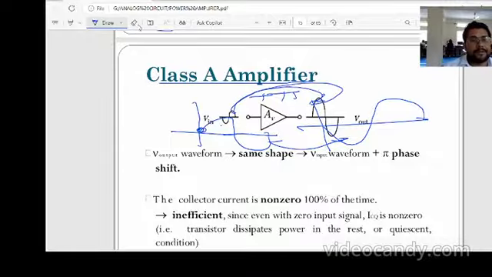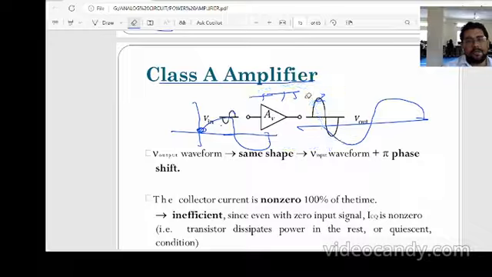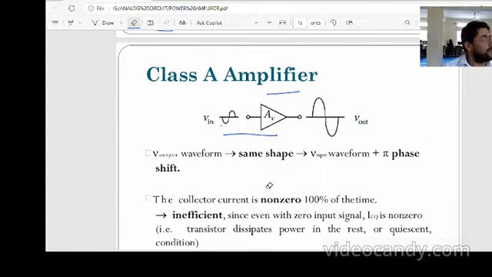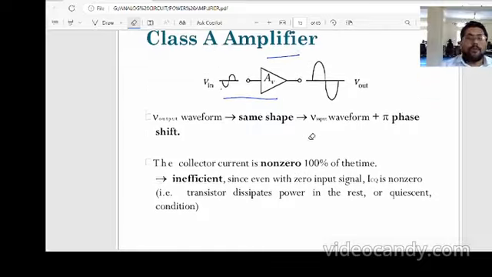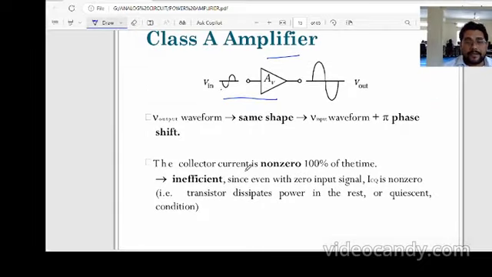So this is the amplifier. We have again the output waveform. The output waveform shape has a phase shift of pi. The collector current is non-zero. Why is the collector current non-zero here?